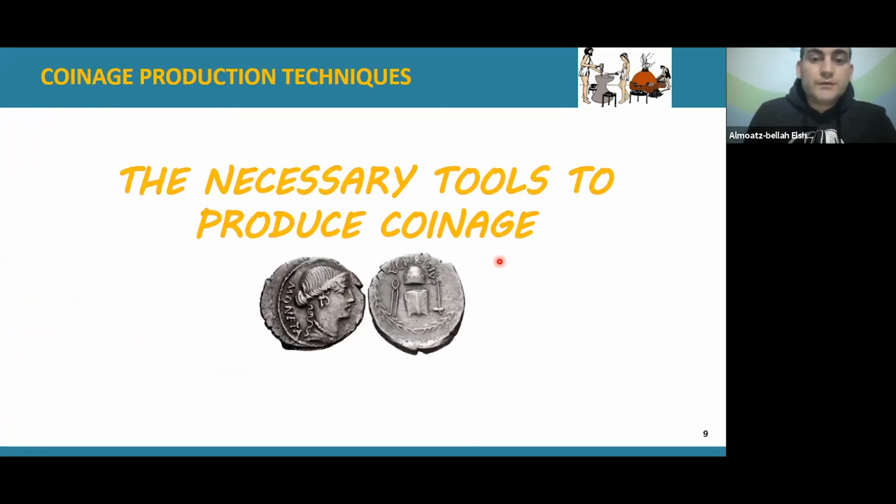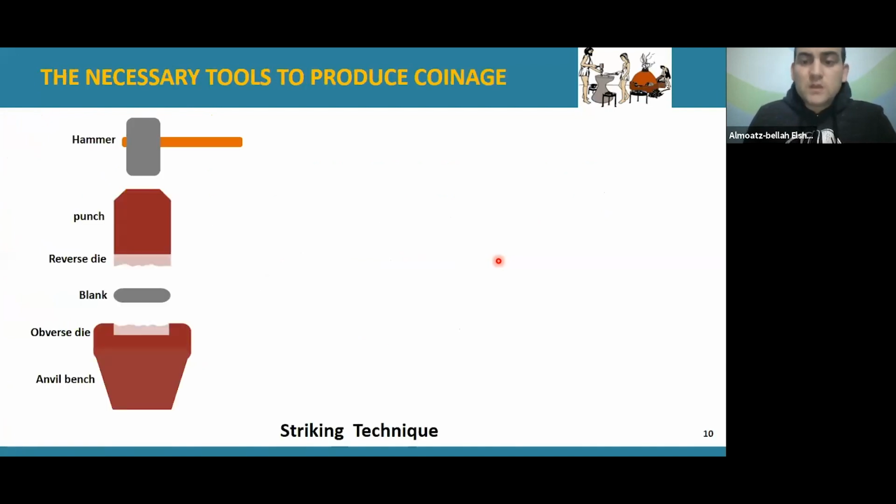The necessary tools to produce coinage. The workers who worked in the production of ancient coinage used some tools to produce the coinage. Here you can see a hammer, punch, anvil, bench, and the obverse and reverse dies and blanks.